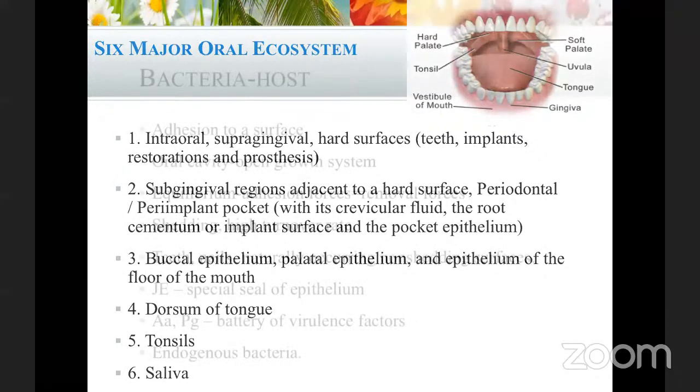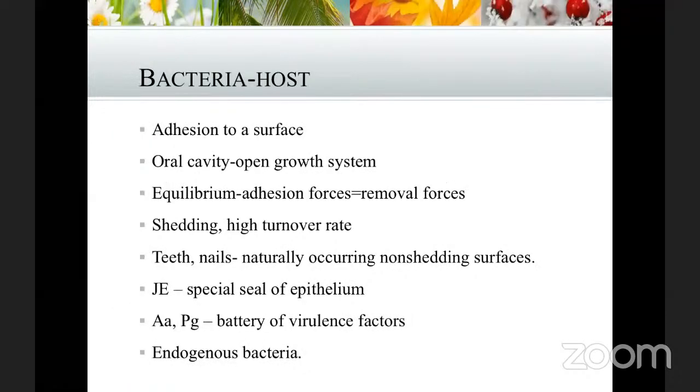So in the oral cavity, as we all know, the theory of infection is adhesion, invasion, evasion. Adhesion of the microorganism to a surface is the first thing to initiate its process of infection. And we all know that they maintain themselves in the host by adhering to a surface. From an ecologic point of view, the oral cavity communicates with the pharynx and is an open growth system.